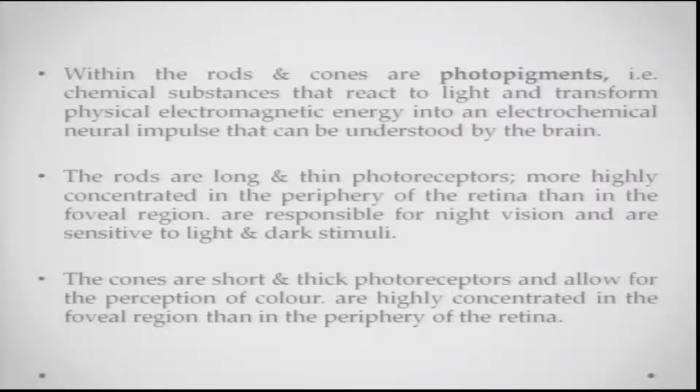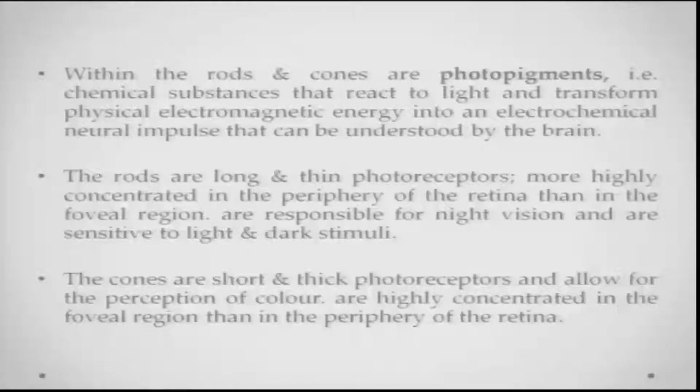Now, what are these rods and cones doing? These rods and cones basically have substances which are called photopigments. Photopigments are chemical substances that react to light and transform physical electromagnetic energy, which is light, into an electrochemical neural impulse that can be understood by the brain. We've talked about electrochemical neural impulses in the physiology part, where we were talking about neurons, action potentials, and those kinds of things.